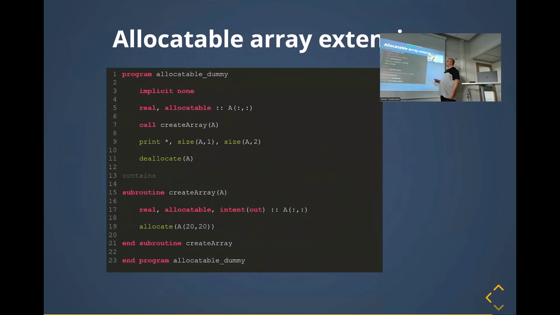So here's an example. I have an array here, which is not allocated. So it's just declared, undefined. I call create array here. Go down here, and you can see I have declared a real allocatable array here. It's going out. I allocate it inside here, and now I can use it here as well.